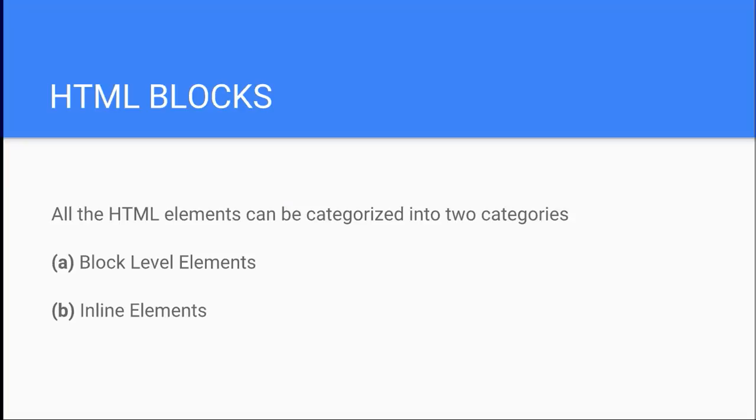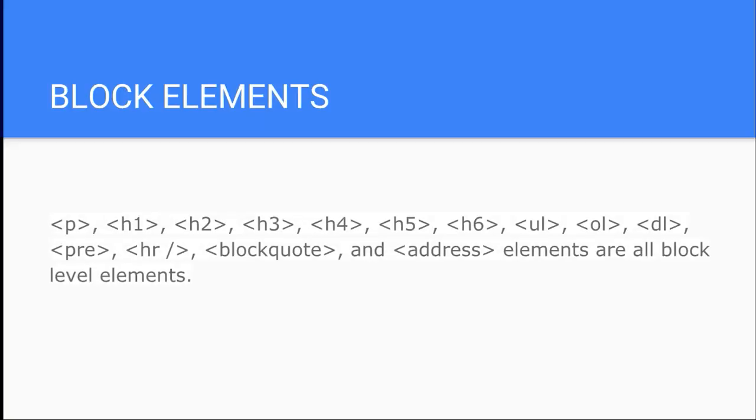All the HTML elements can be categorized into two categories. The first one is block level elements and the second one is inline elements. Okay, block elements. Block elements appear on the screen as if they have a line break before and after them.